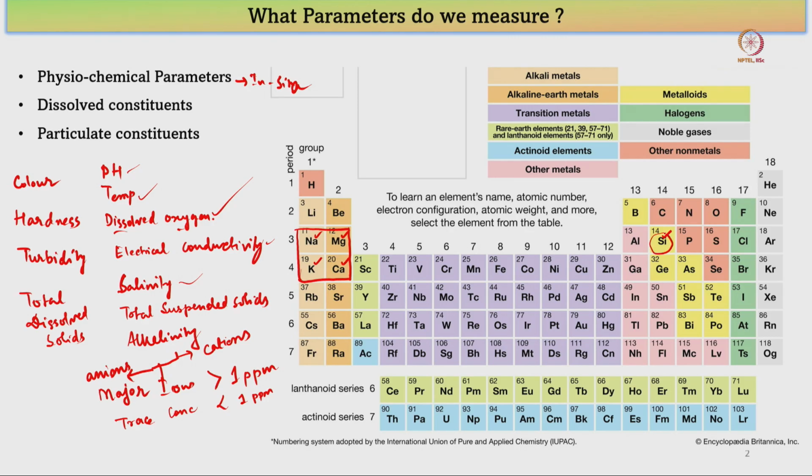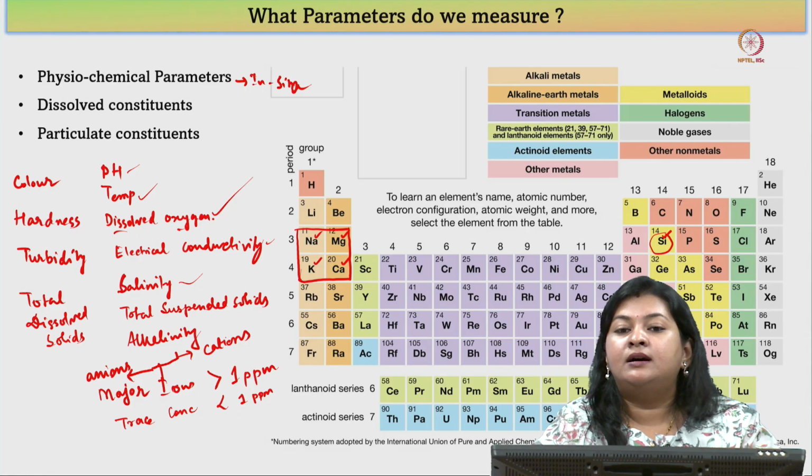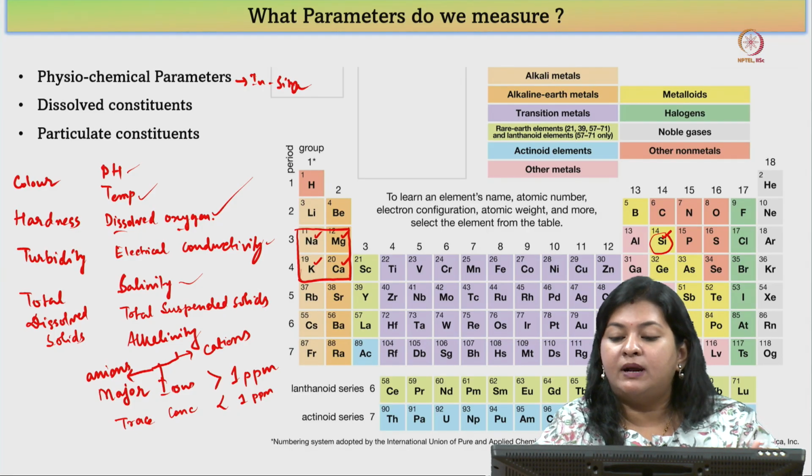silica is the most abundant element in the rock. So, silica will also be in extremely high concentration and it will be a major cation in most of the water samples that we collect. Okay. What are the anions? So, when there are some positively charged constituents in the water, to balance the charge, there also has to be a negatively charged particle.